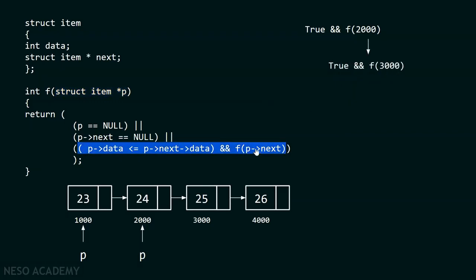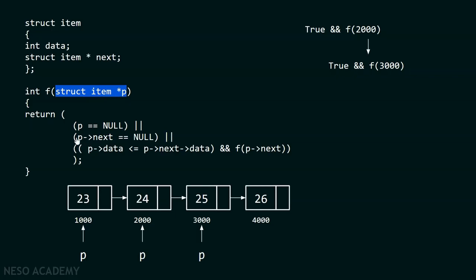This time 3000 is passed to the f function, isn't that so? Because this is P next. And what is P next? P next is 3000. So again this pointer, that is new pointer, is now holding this address 3000. And let me tell you, this is a new pointer declared. Okay, this is not the pointer which is similar to the previous function calls. For every function call, a new pointer is created.